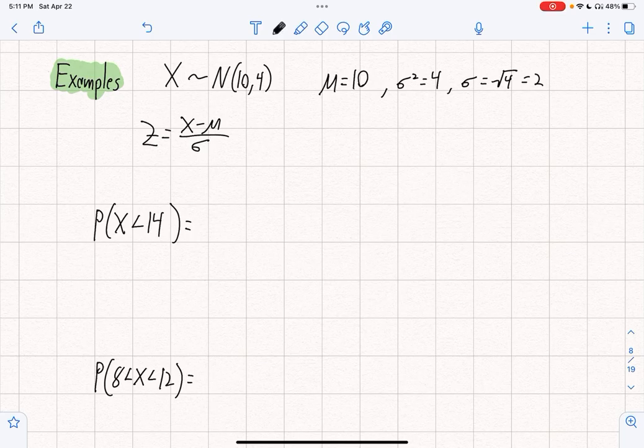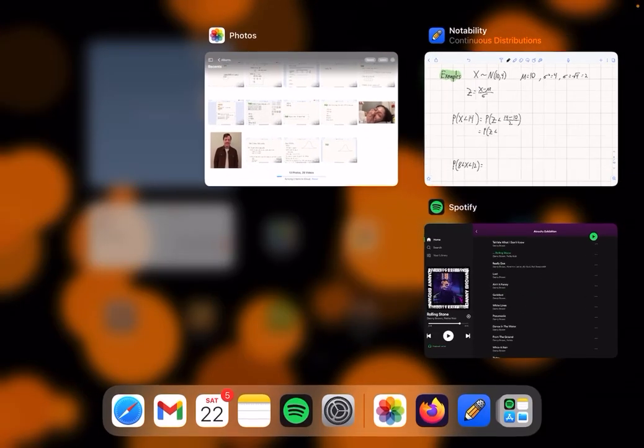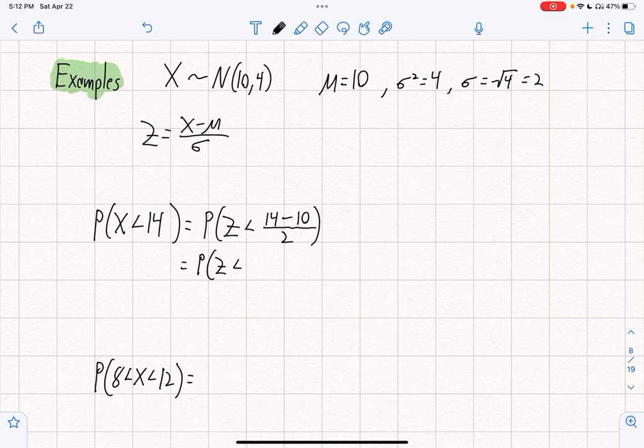So let's do that. So I want the probability x is less than 14. So I'm going to rewrite this as the probability that z, notice I'm moving from x to z, is less than, and now I just go ahead and use our formula. So x minus mu, so my x here is 14, so I'm going to say 14 minus our mean, 10, divided by our standard deviation of 2. So now if I simplify that, I have the probability that z is less than, so 14 minus 10 is 4 divided by 2, whoops, would be a positive 2.